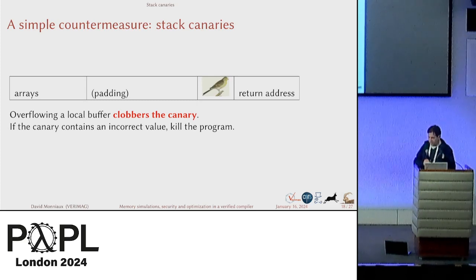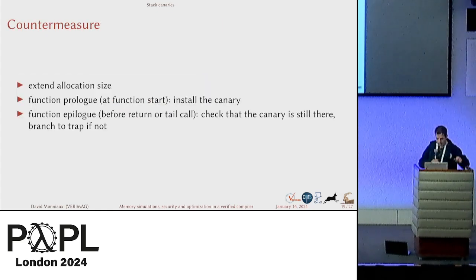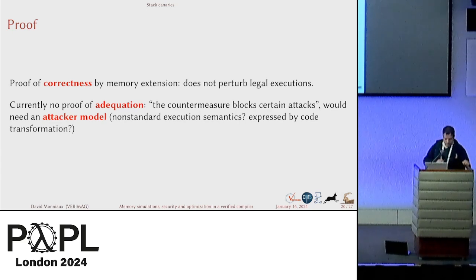It's called a canary because it's like the canaries that were used in coal mines to warn miners about carbon monoxide. They get killed before the miner gets killed. And so the countermeasure is rather easy to implement. You extend the allocation size. At the function prologue, you install the canary at the right location. At the function epilogue, just before a return instruction or before a tail call instruction, you check that the canary is still in position and branch to a trapping instruction if not. And you have to prove correctness for that. You prove that you do not perturb normal executions of the program.